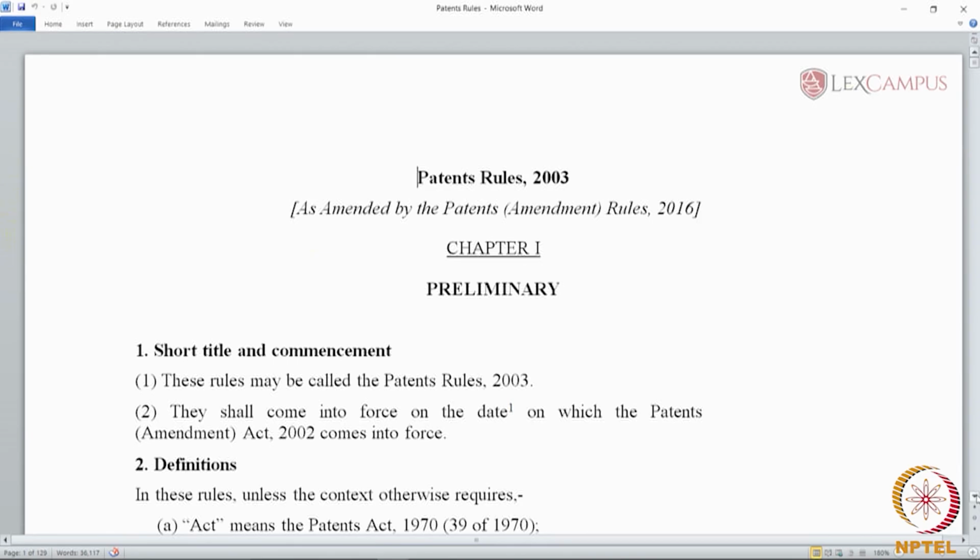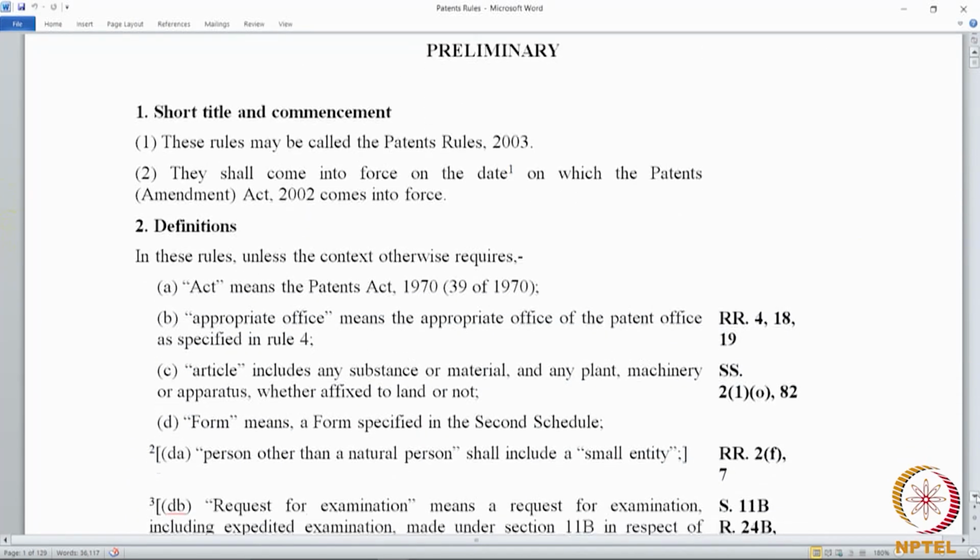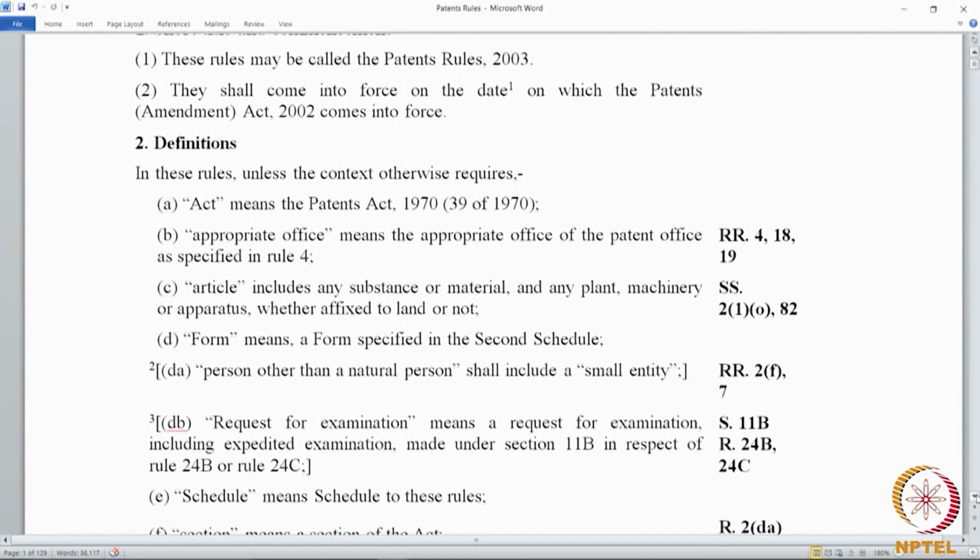Now, the patent rules has certain definitions, but most of these definitions will relate back to what has already been said in the act. For instance, Rule 2(a), act means the Patents Act. So, wherever the act is used, we note it refers to the Patents Act. Appropriate office, (b) defines appropriate office, which means the patent office as specified in Rule 4. Again, we see reference to another part of the rule. So, if you need to understand what an appropriate office is, you would look into Rule 4. Then you have form, means a form specified in the second schedule, and second schedule is the schedule that deals with the forms that have to be used before the patent office.